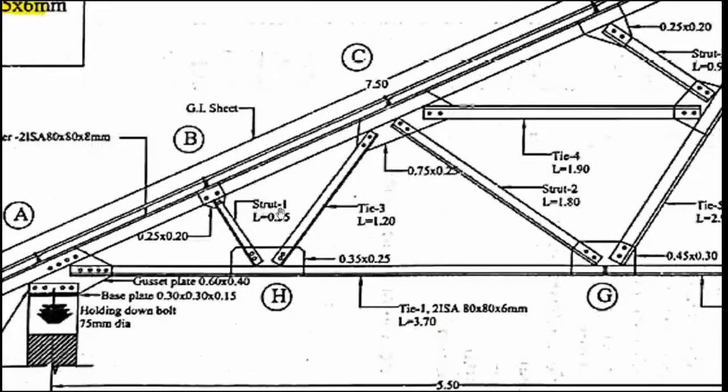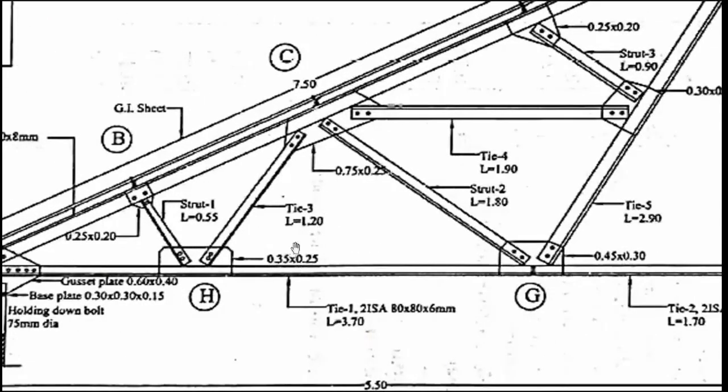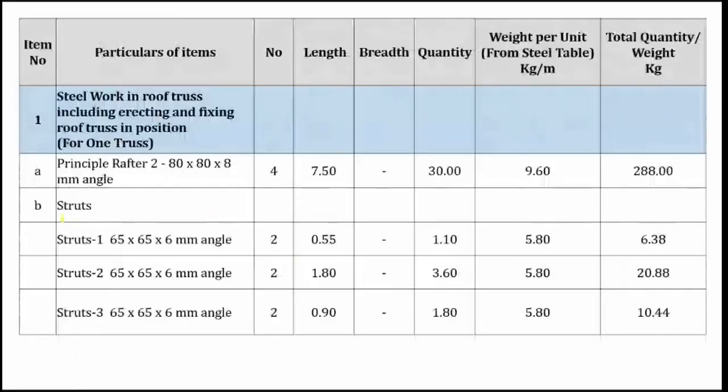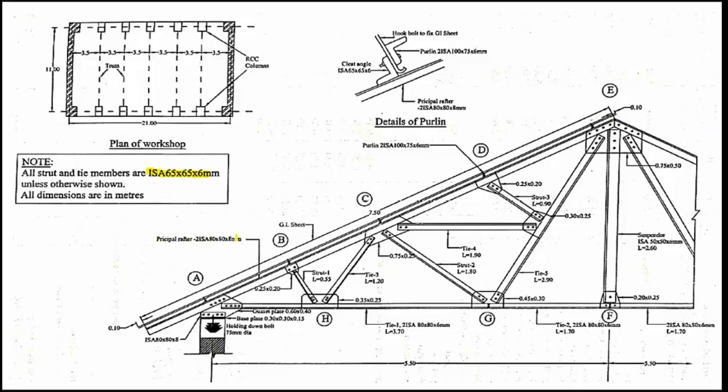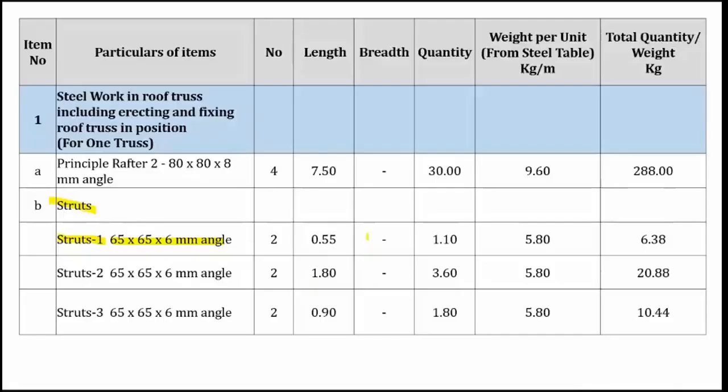So here we have strut number 1. We'll calculate for the struts now. Strut number 1 of size 65 by 65 by 6. On the left side we have one member, on the right side we will have another member. So therefore two numbers.